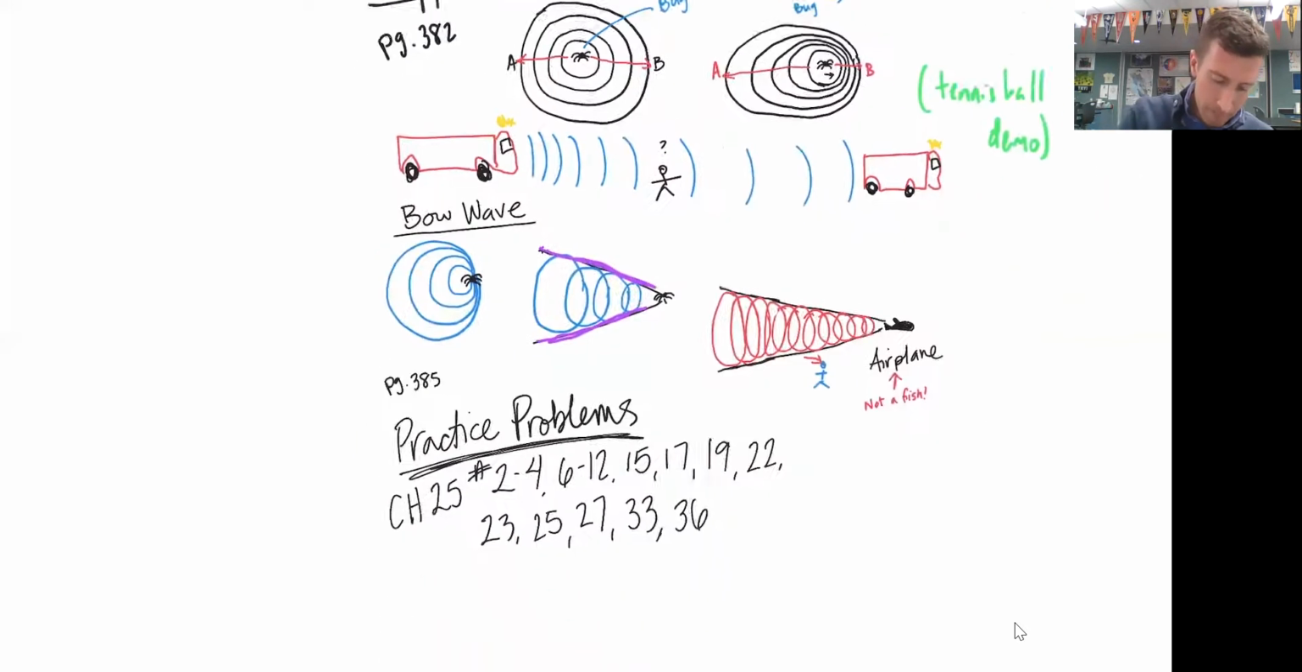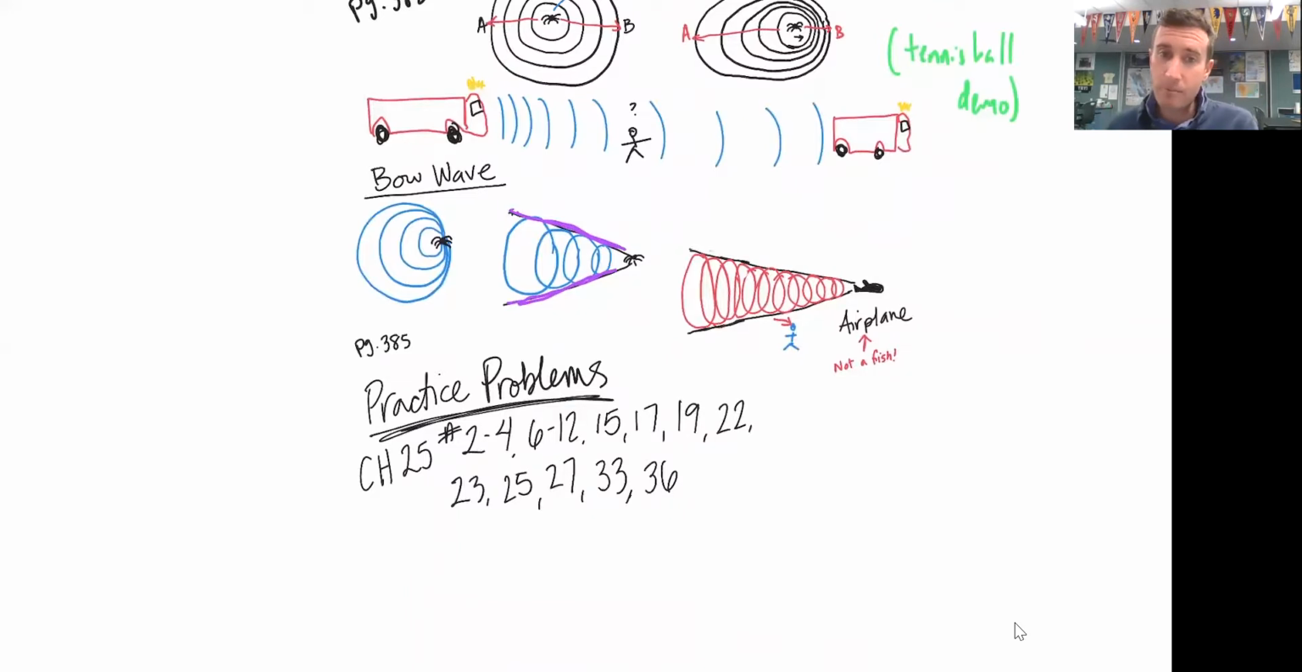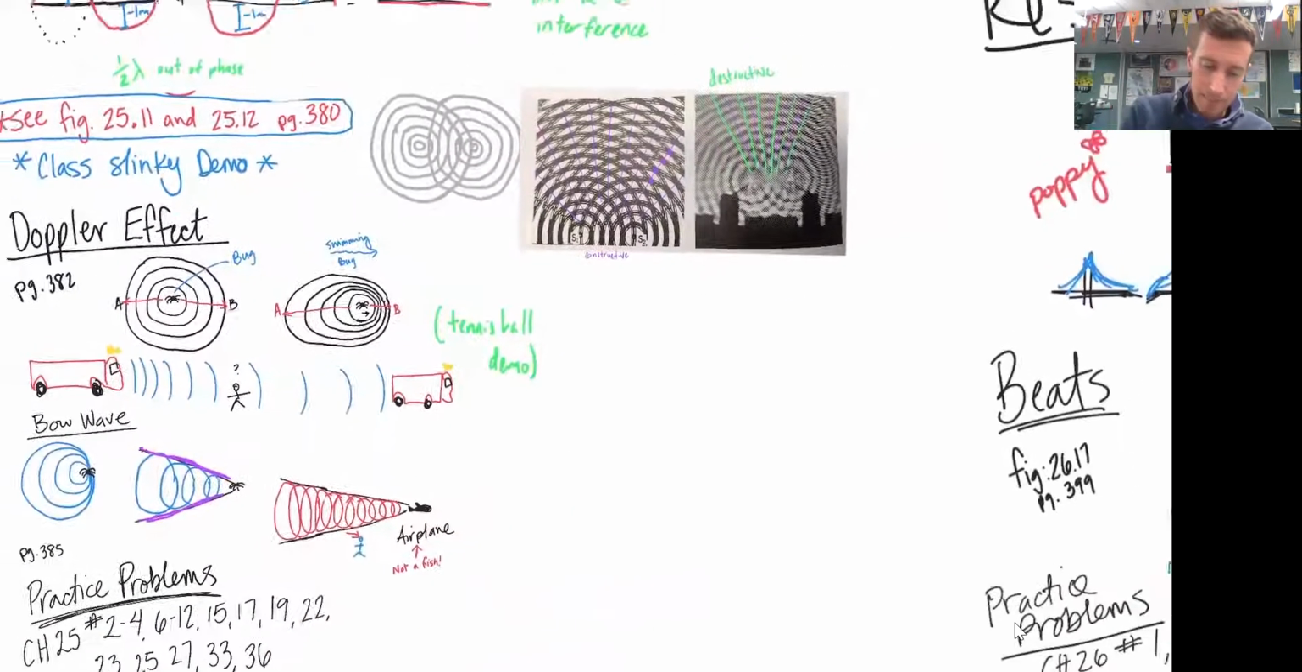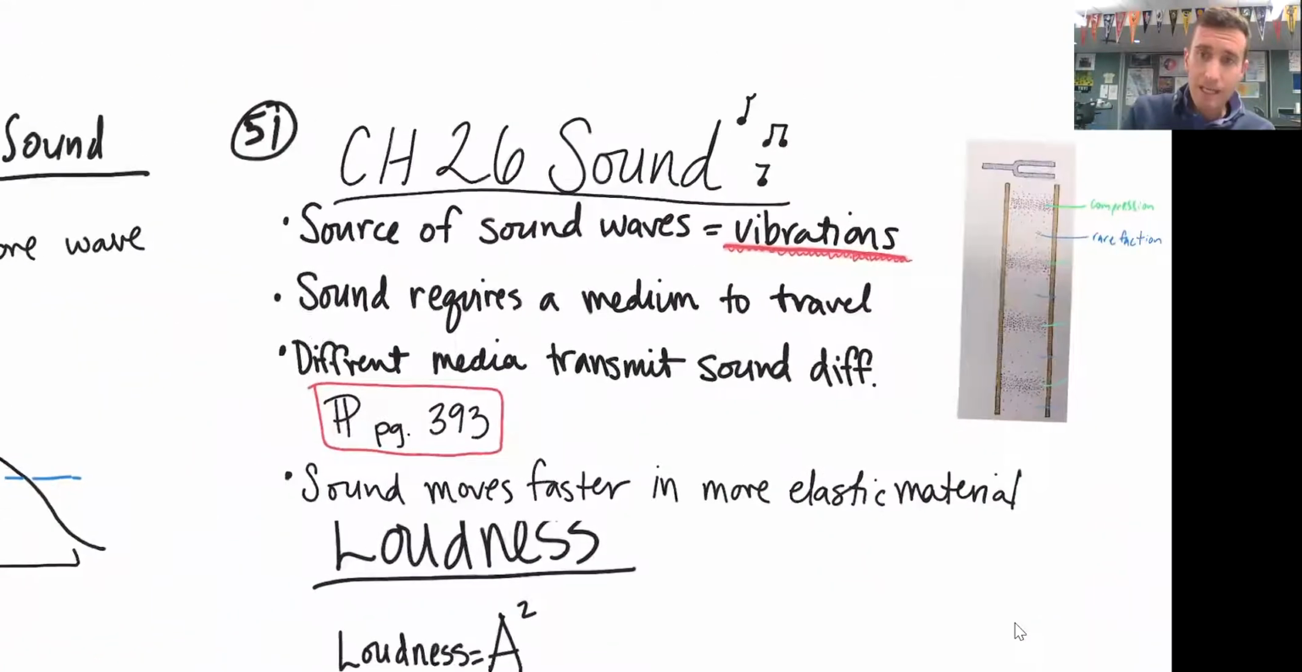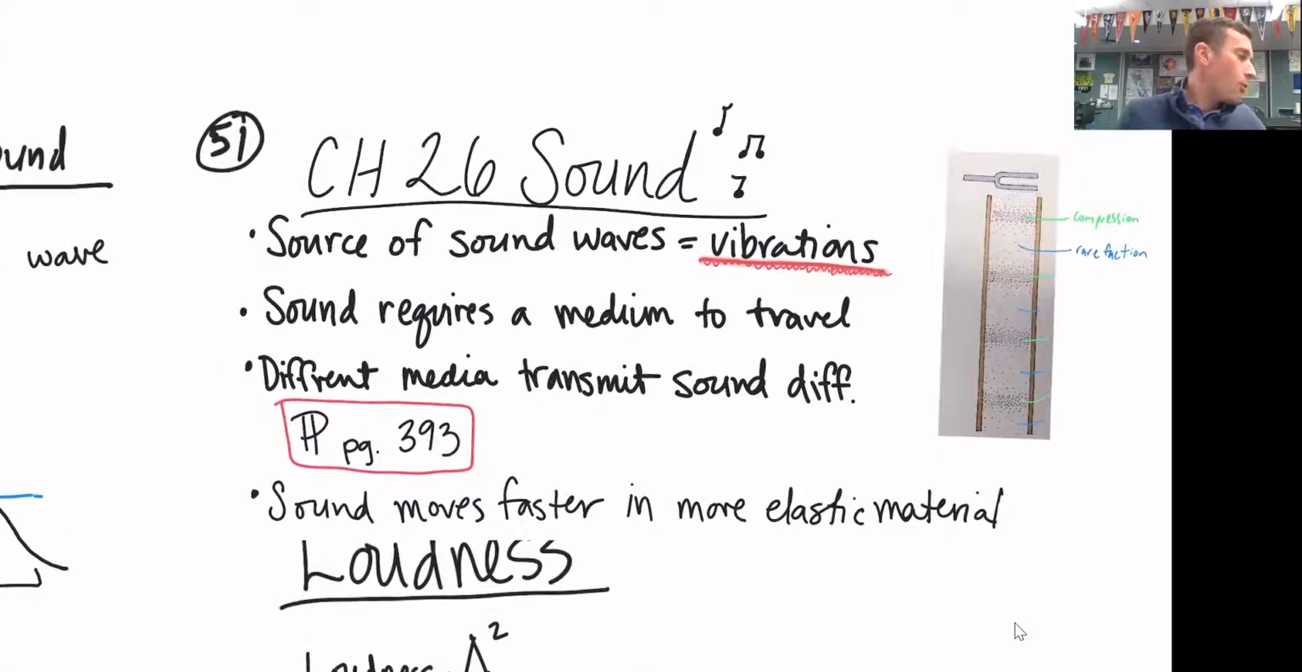All right. So we're going to do some chapter 25 practice problems. But first, let's talk chapter 26. So we can keep rolling because chapter 26 is sound. All right. Actually, I'm going to pause here. You can hit your chapter 25 and then you can come back and watch chapter 26. So we're going to pause there and come back for chapter 26.